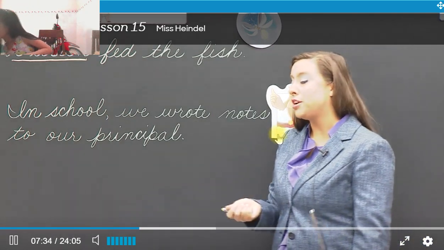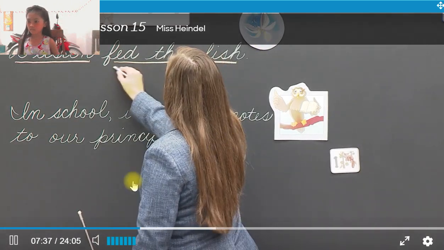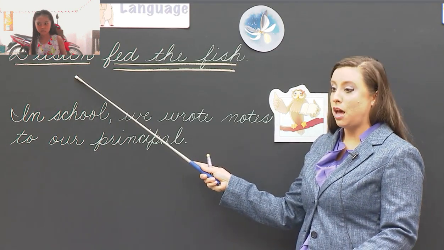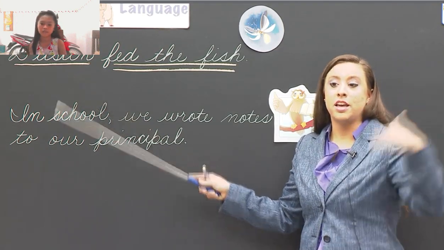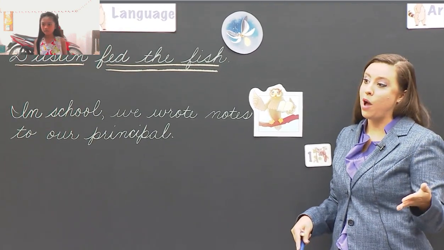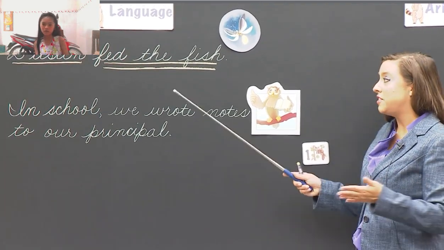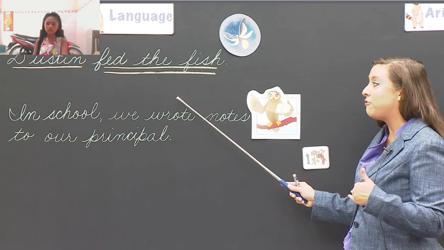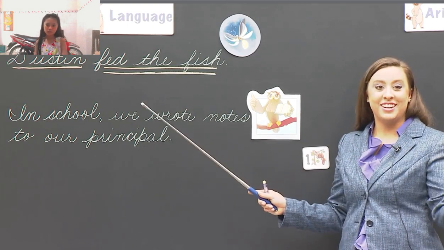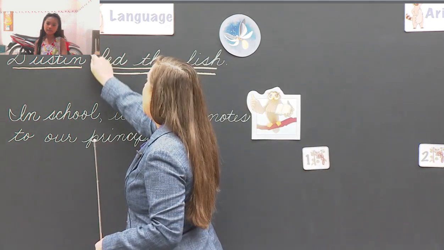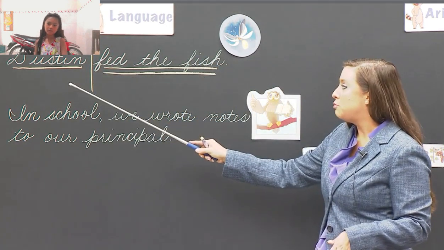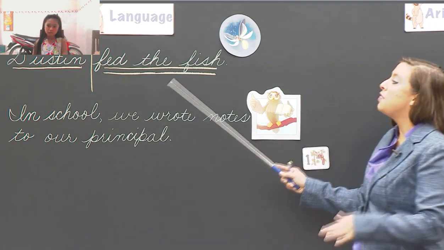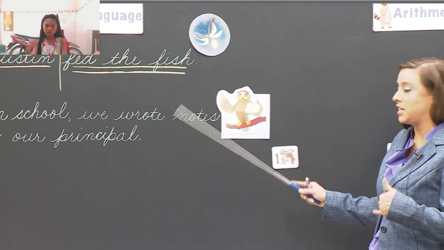I'm going to draw 2 lines underneath the predicate. Now you can see both parts of our sentence. We have Dustin is the subject. He tells me who. Sometimes it'll be a what the sentence is about. And then the rest of it is telling me what he is doing. So this part, fed the fish, is my predicate. Good. So I'm going to draw a line to divide the subject from the predicate. The subject comes towards the beginning in this sentence, and the predicate comes towards the end of this sentence.